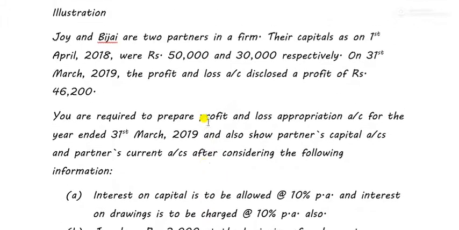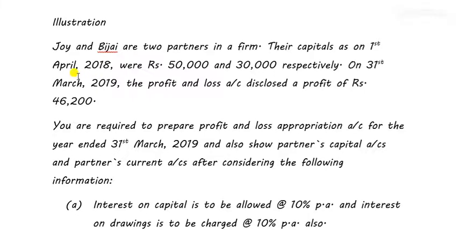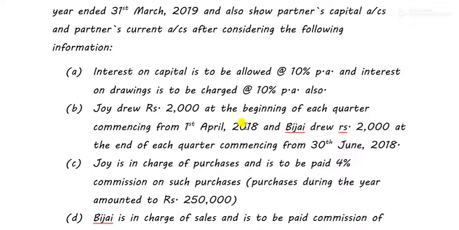If these books are starting on 1st April, it means they will end on 31st March. Right? So if I make drawings at the beginning of each quarter, the first drawings I'm making on 1st April, second drawings I'll make on 1st July, third drawings I'll make on 1st October, and fourth drawings I'll make on 1st January.